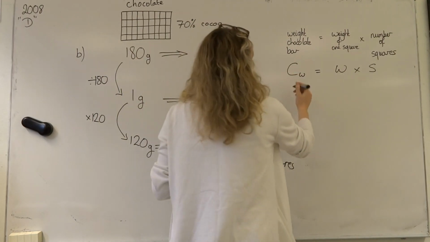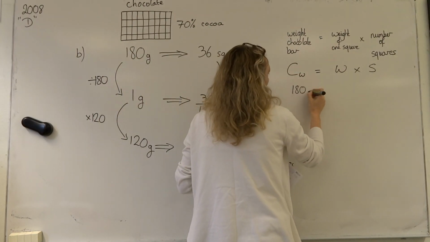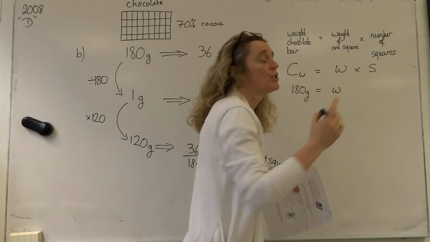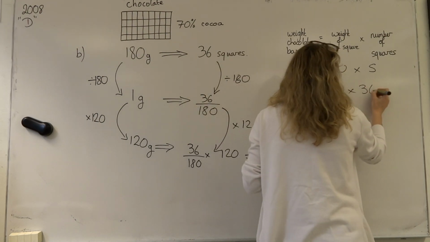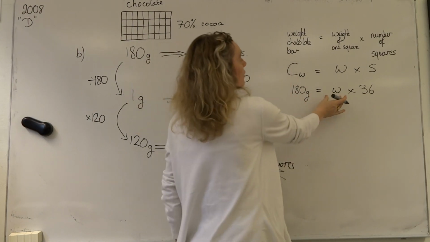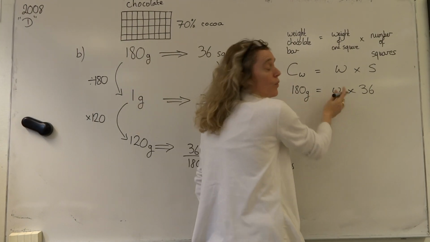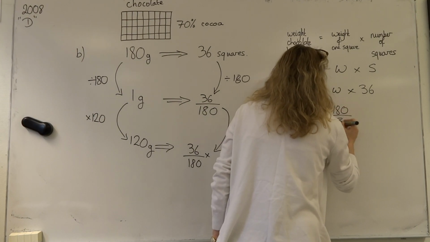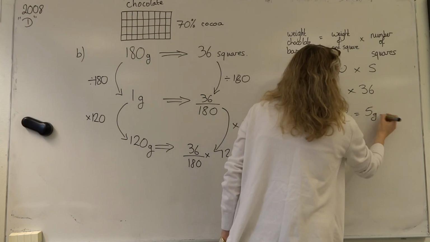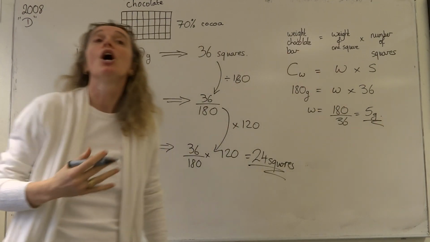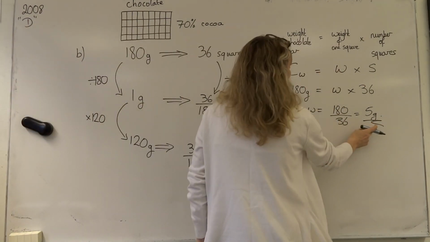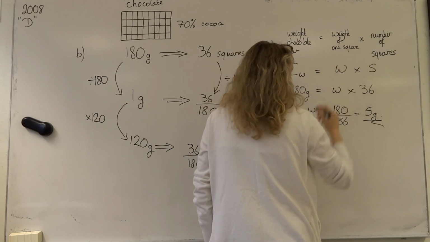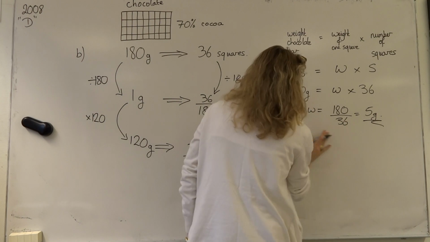So what do we know then? Well, we know that the weight of the chocolate bar is 180 grams, and we don't know the weight of 1 square, but we do know that there are 36 squares. So we can get a little formula for the weight of 1 square. The weight of 1 square is 180 divided by 36, which is 5 grams. Now we know that the weight of 1 square is 5 grams. So now we can get the number of squares, which is S.